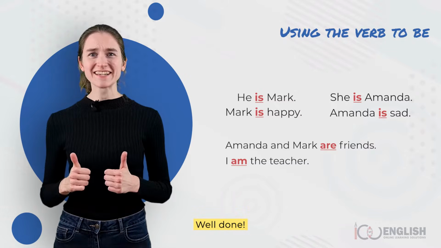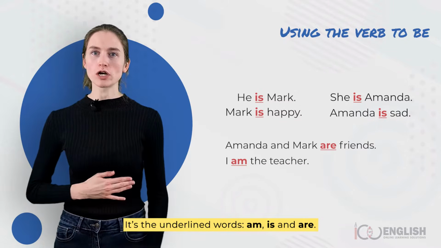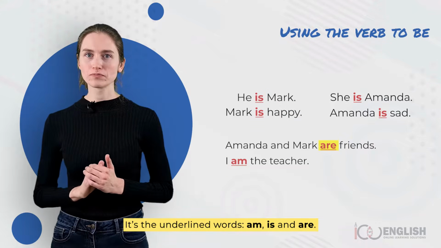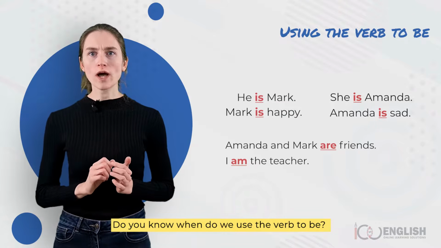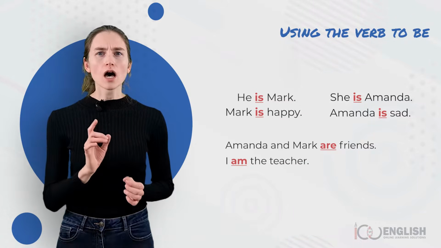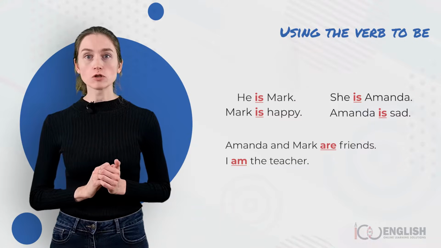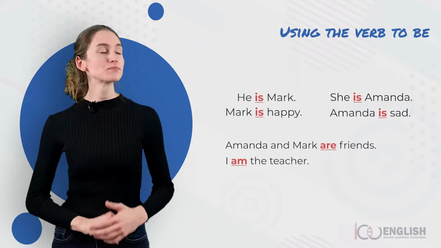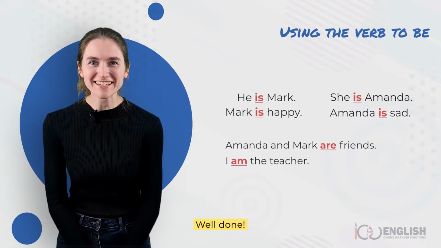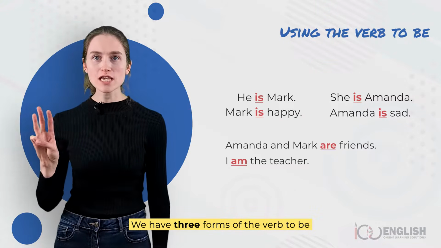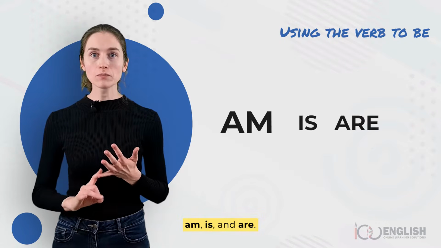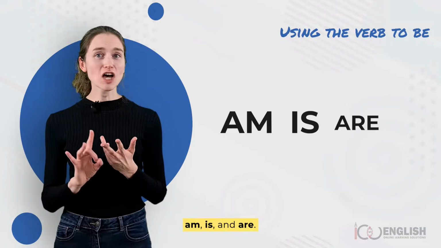Well done! It's the underlined words am, is and are. Do you know when do we use the verb to be? I'll give you some time to think and look at the examples again. Well done! We have three forms of the verb to be: am, is and are.